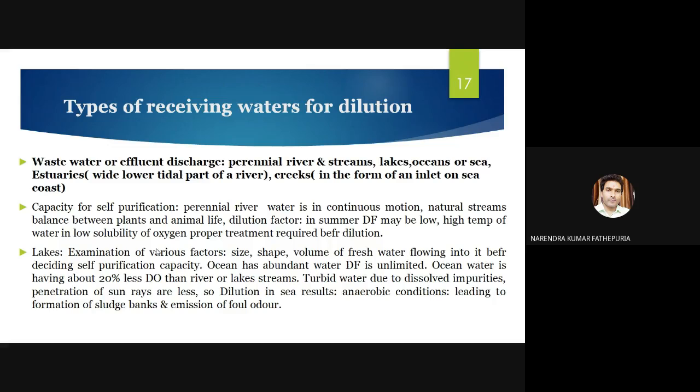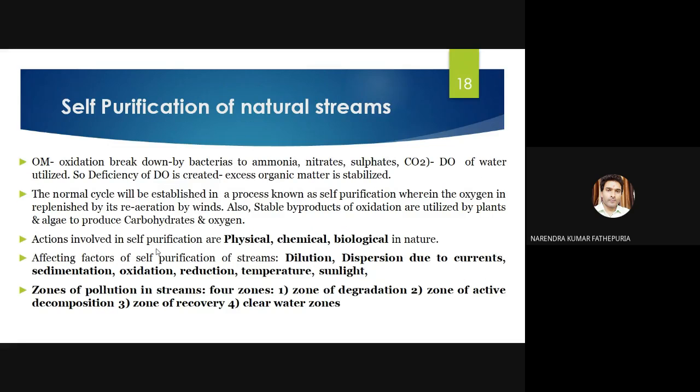Lakes: examination of various factors. You have to examine the size, volume of fresh water flowing in, before deciding the self-purification capacity. The ocean has abundant water, but the dilution factor is limited for the ocean. Ocean water is having more than 20% less than river or lake water. Turbid water due to dissolved impurities means penetration of sun rays is less. So dilution in the sea results in anaerobic conditions leading to the formation of sludge banks and emission of foul odors. Okay. How does the self-purification of natural streams occur?